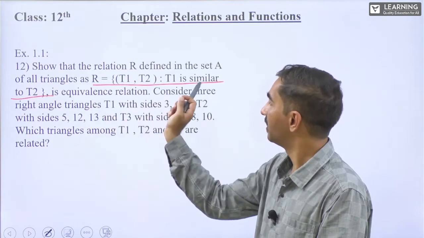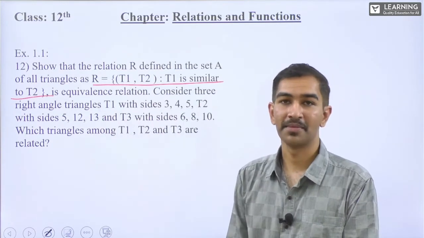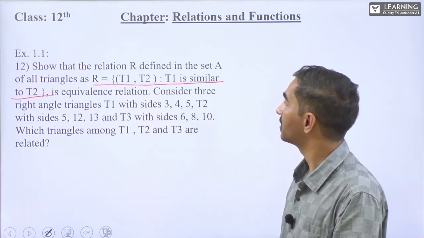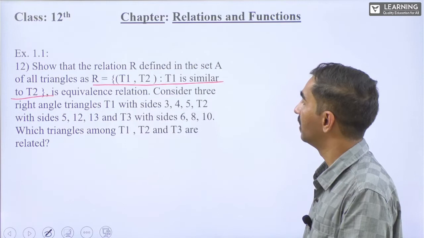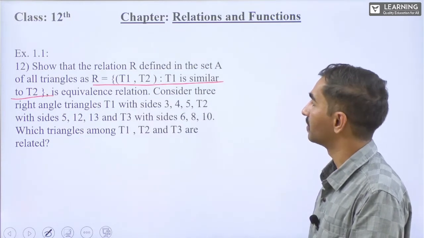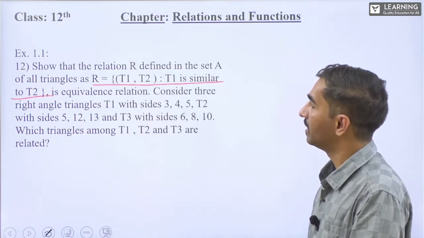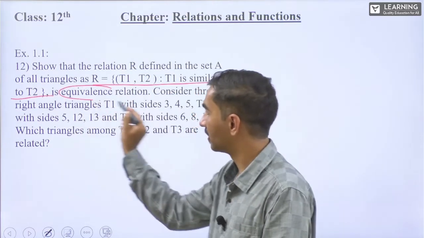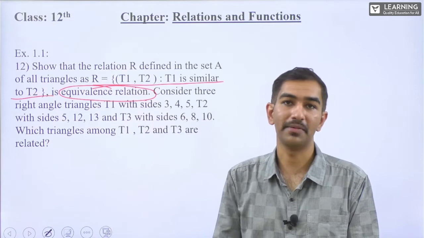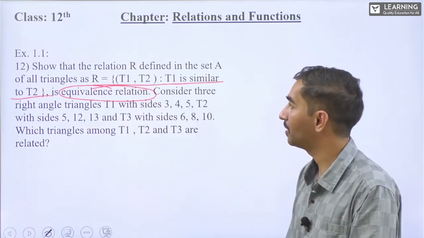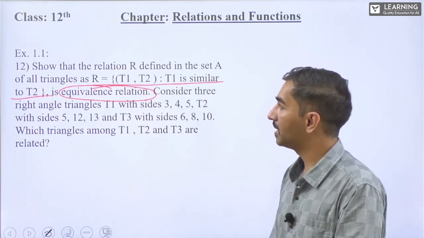We have T1 is similar to T2. Okay, so show that the relation R defined in the set of all triangles, R is equal to T1 comma T2, where T1 is similar to T2, is an equivalence relation. That is the condition to be satisfied. So equivalence means what again? We have to prove that it is symmetric, transitive, as well as reflexive. All the three.